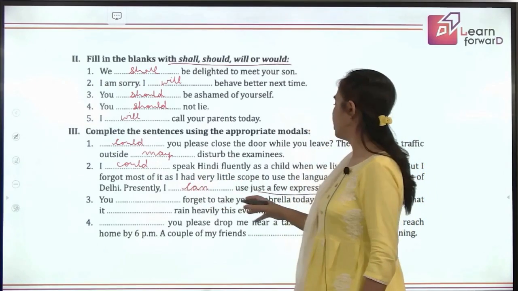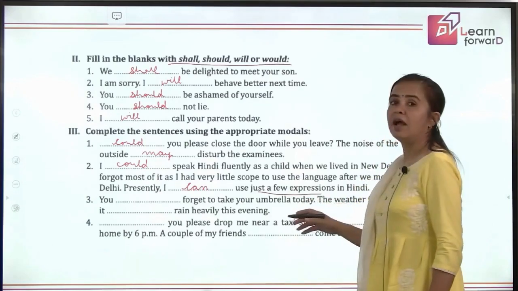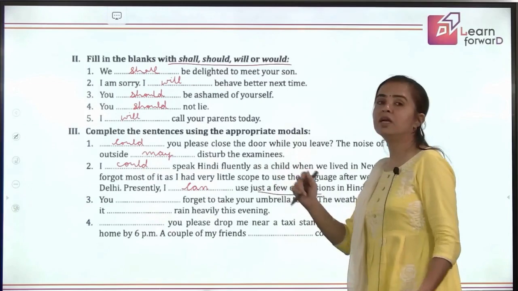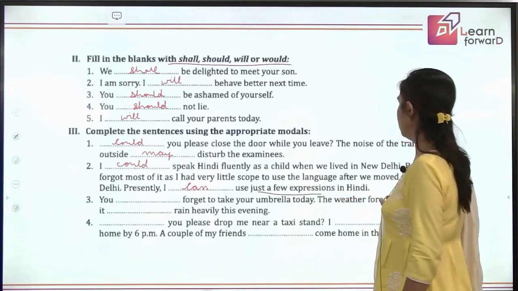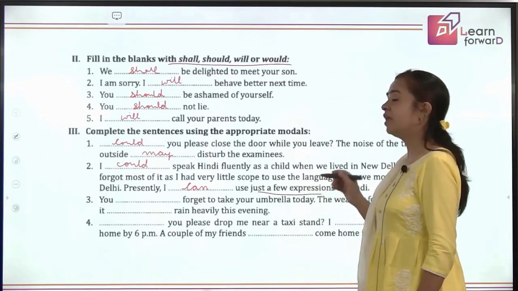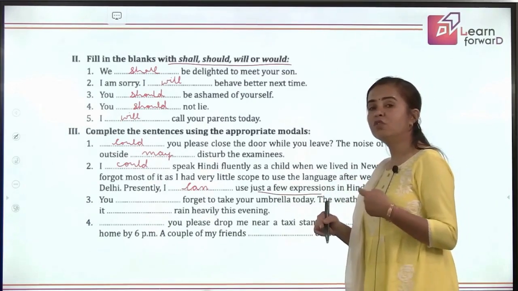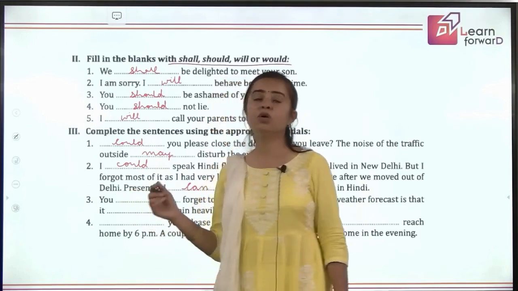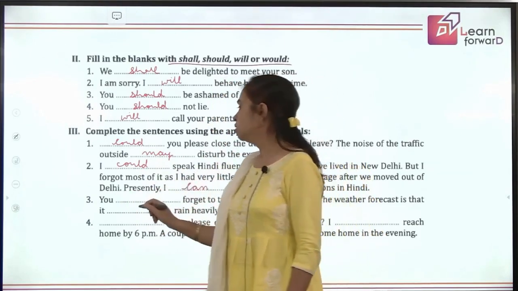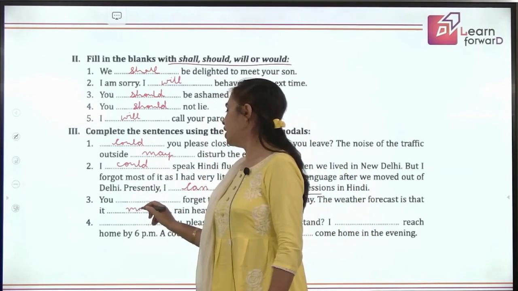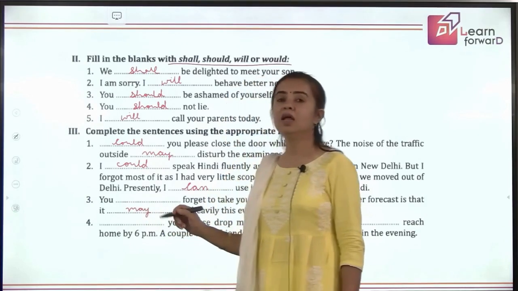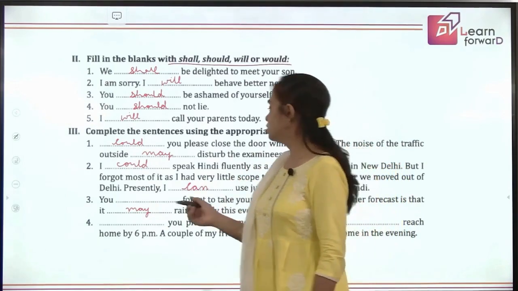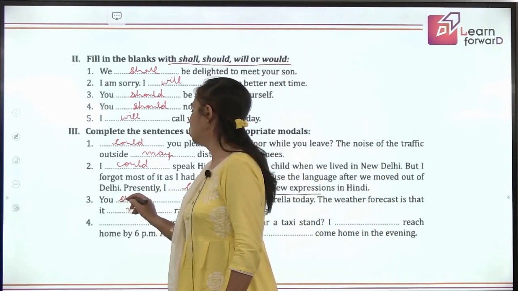You dash forget to take your umbrella today. And let us read ahead because the next sentence will show you what should be the correct modal here. The weather forecast is that it dash rain heavily this evening. So weather forecast says heavy rains today. That means, but still, you know, raining is a probability only. So more chances, that means may will come here. Now because chances are more, you are recommending, you are suggesting to somebody. So you will say you should not.